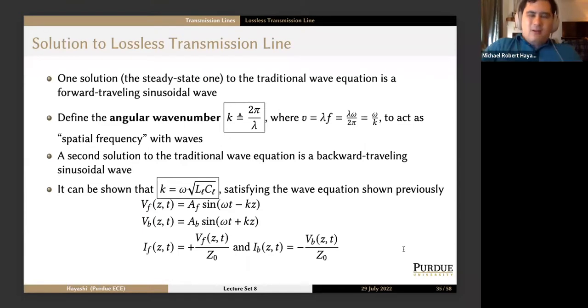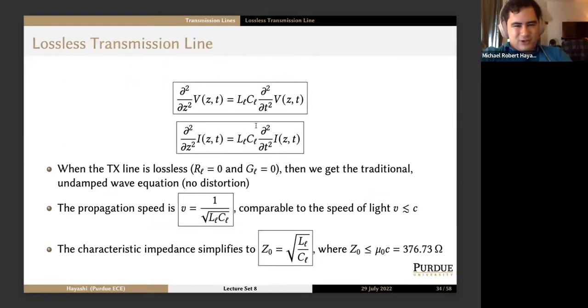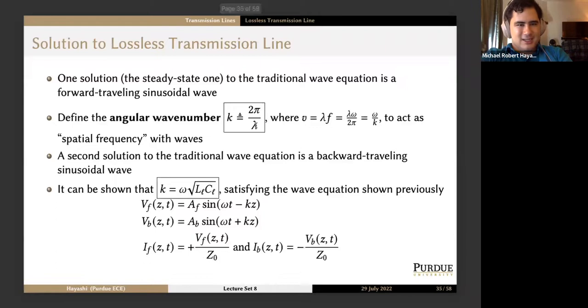So what happens when you actually solve this partial differential equation? Well, you can kind of guess and check, even if you're not familiar with wave equations. So you'll get one steady state solution. We're going to forget about transients for the rest of this lecture set, because they're just a little bit too hard to deal with. And most of the time we don't care about them too much, because they propagate away from you at the speed of light, or close to it. So the steady state solution is a forward traveling sinusoidal wave.